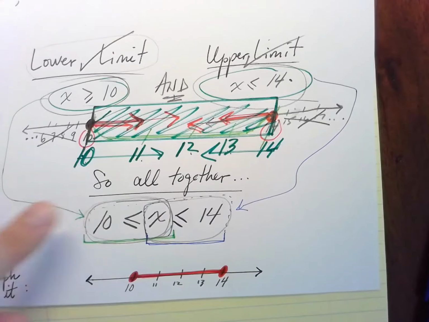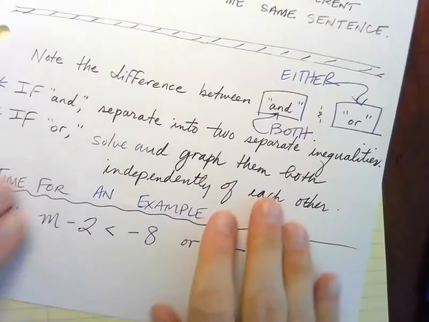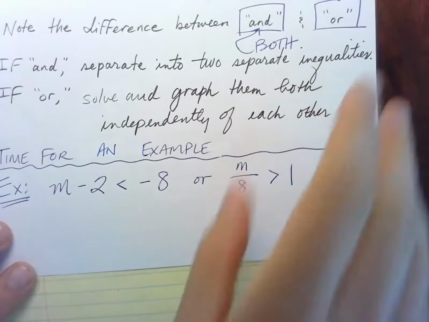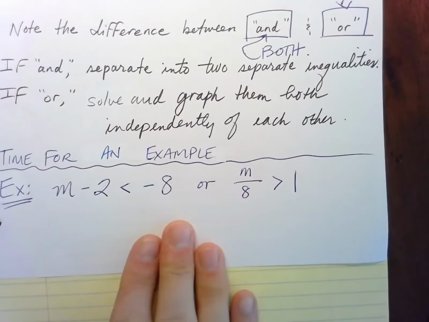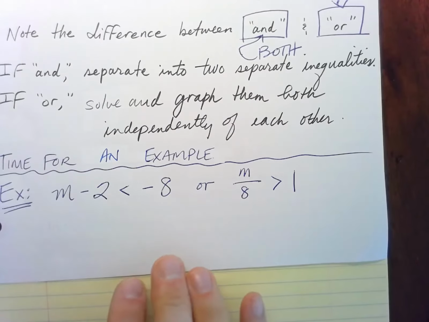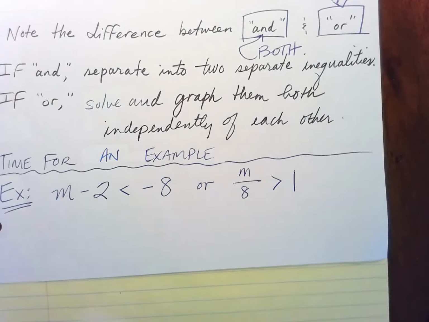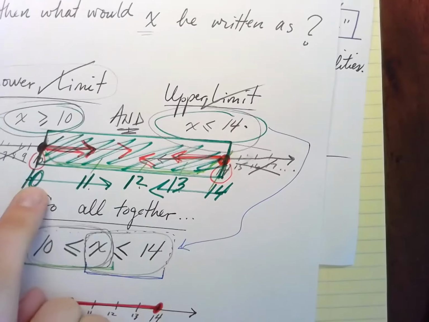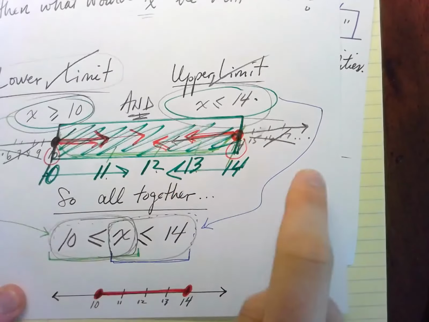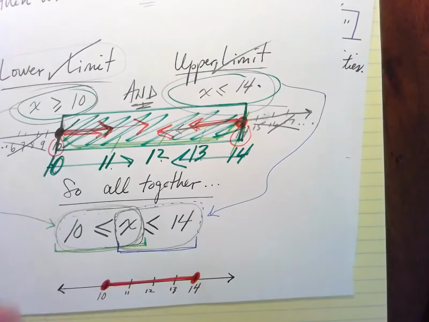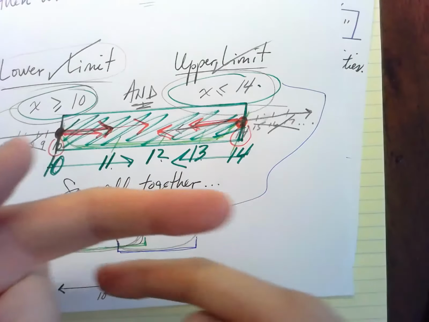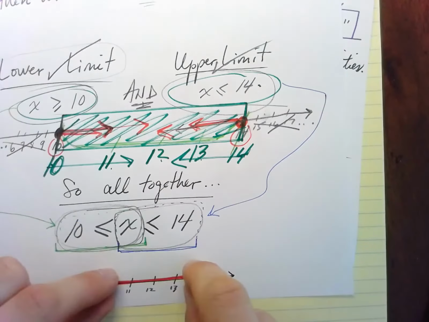All right? So let's look at an example now. And that was an example of an AND statement. Okay? So let's look at an example of an OR statement, which means that they don't overlap. Did you notice how these kind of overlapped? My lower limit was going up and my upper limit was going down, and so I end up with this section in the middle that's what's covered.